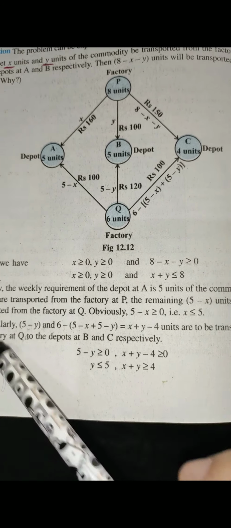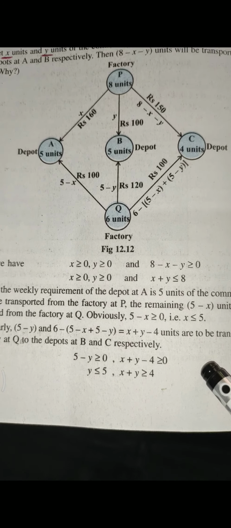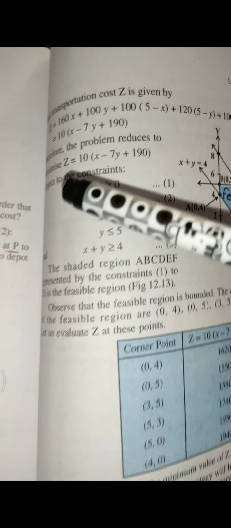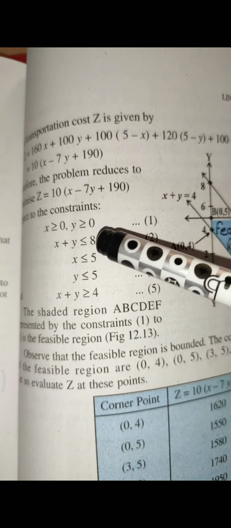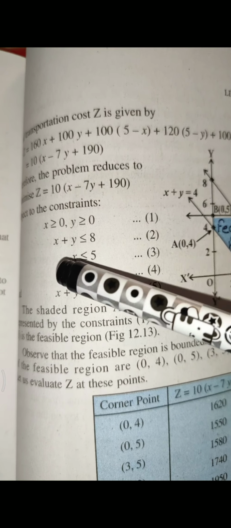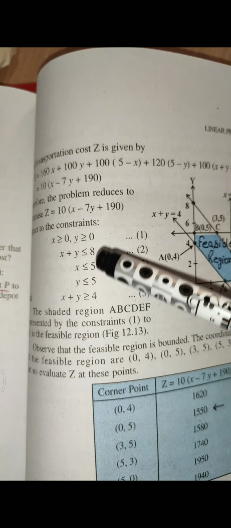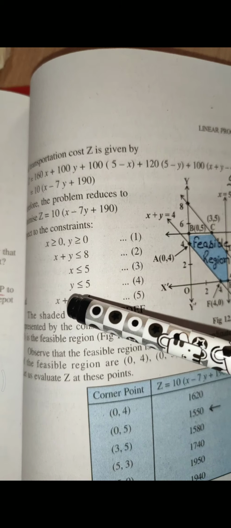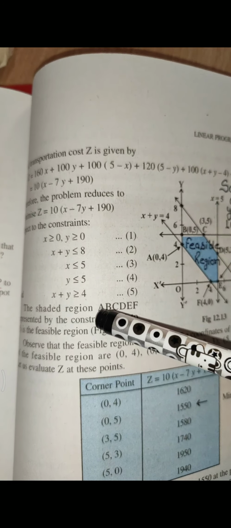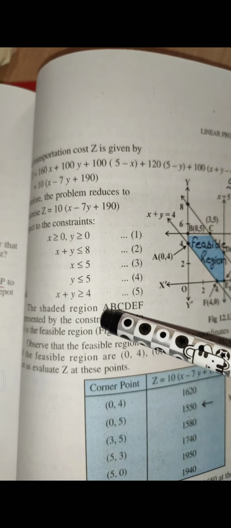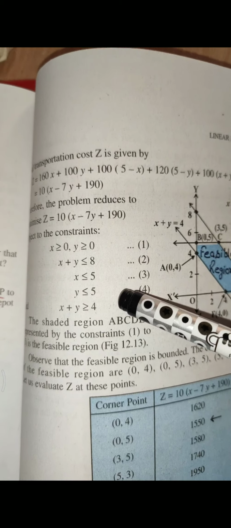In the example they have explained it, but in the exam it is not required. Directly you can also write it. This subject to the constraints: X comma Y greater than or equal to 0, X plus Y less than or equal to 8, X is less than or equal to 5, Y is less than or equal to 5, X plus Y greater than or equal to 4. To solve this linear programming, we require subject to the constraints and objective function.